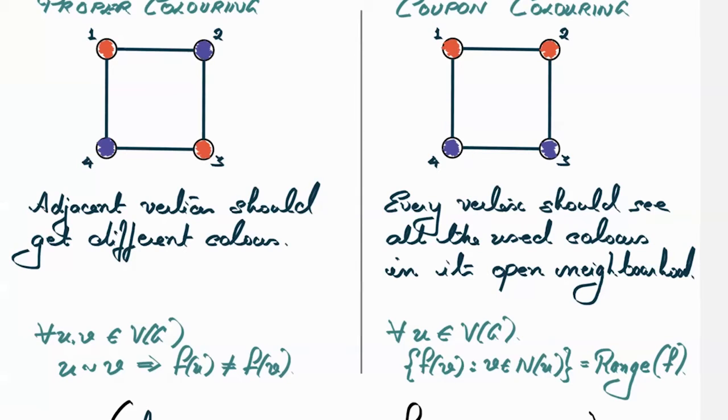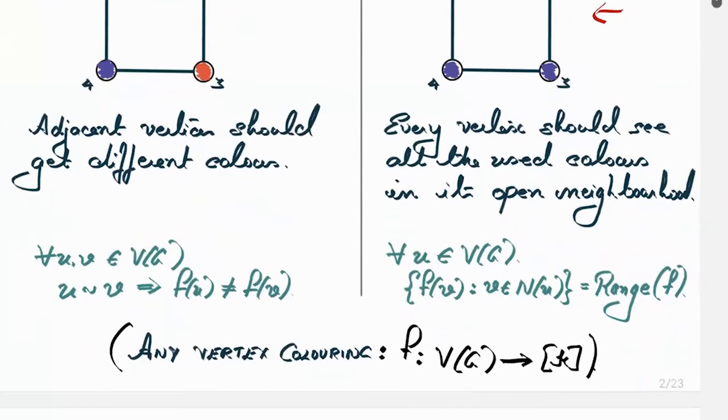The picture, the C4 shown on the right side here, is an example of a coupon coloring. For example, you can see the vertex numbered 1. Here we are using two colors, the red and blue, and the vertex numbered 1 sees both blue and red in its neighborhood. One point that I want you to take note of is that when I say one sees a red, I mean the red that is on 2. The red that is already on 1 doesn't count because that's not the open neighborhood. So this is the idea of coupon coloring, and the picture that you see here is one example.